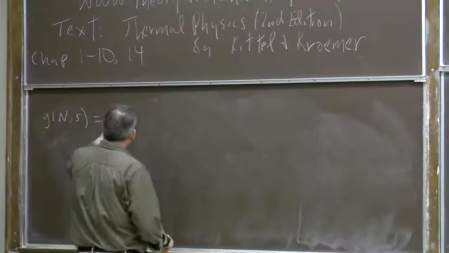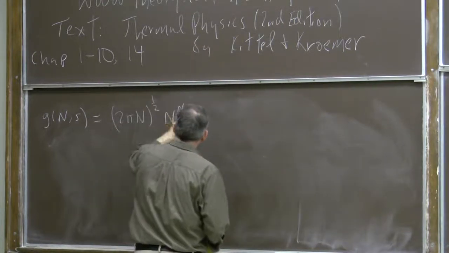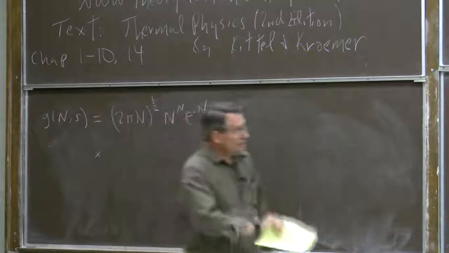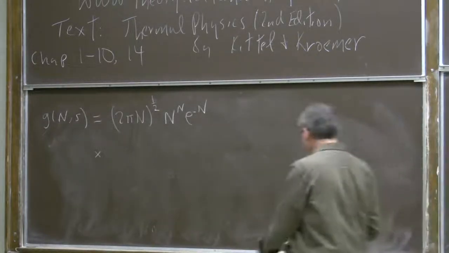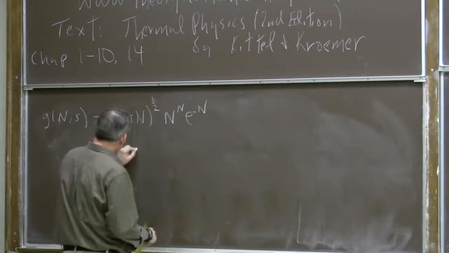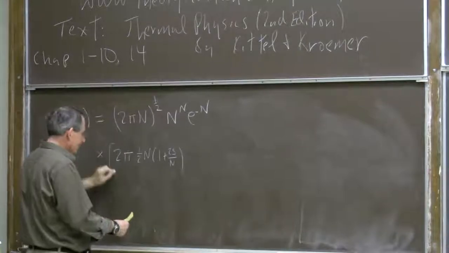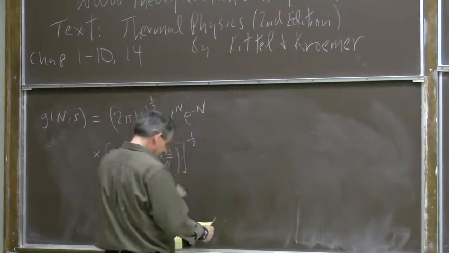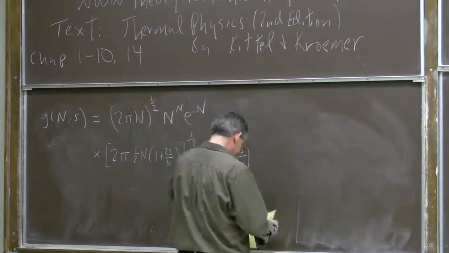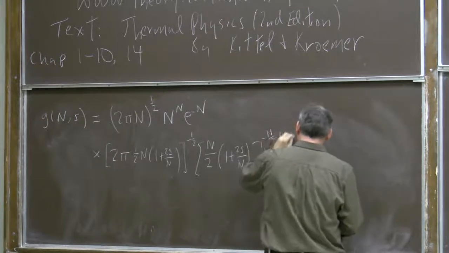So for the n factorial in the numerator, I have 2 pi n to the 1/2, n to the n, e to the minus n. And then, for the first factor in the denominator, because it's in the denominator, I turn everything upside down, so it becomes 2 pi times 1/2 n, (1 plus 2s over n) to the minus 1/2, and then (n over 2)(1 plus 2s over n), raised to the power, because it's in the denominator, minus (n over 2)(1 plus 2s over n).